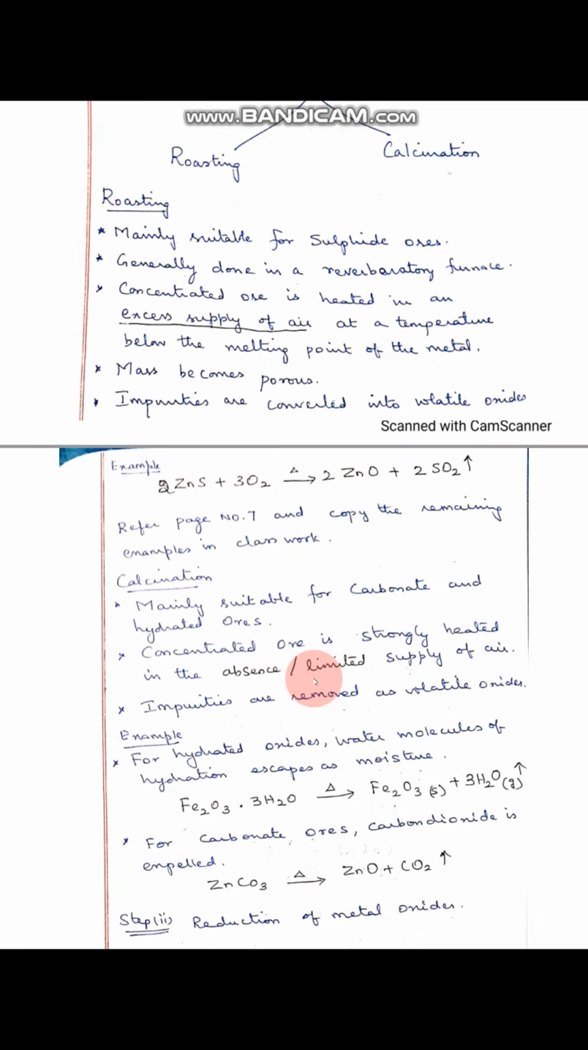And I have written only one equation for this, and the remaining equations you have in your text, and which can be taken down later in the classwork. And now the second, what is that? The second way of converting a concentrated ore into an oxide is called calcination.